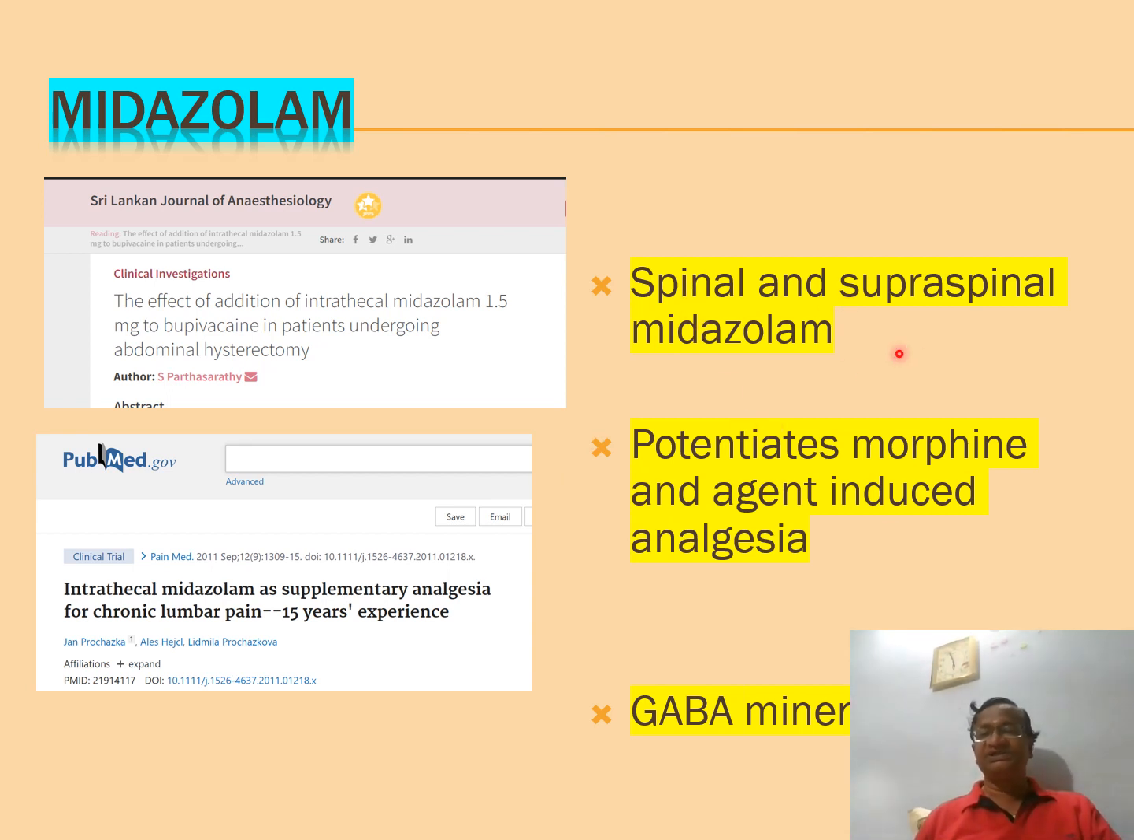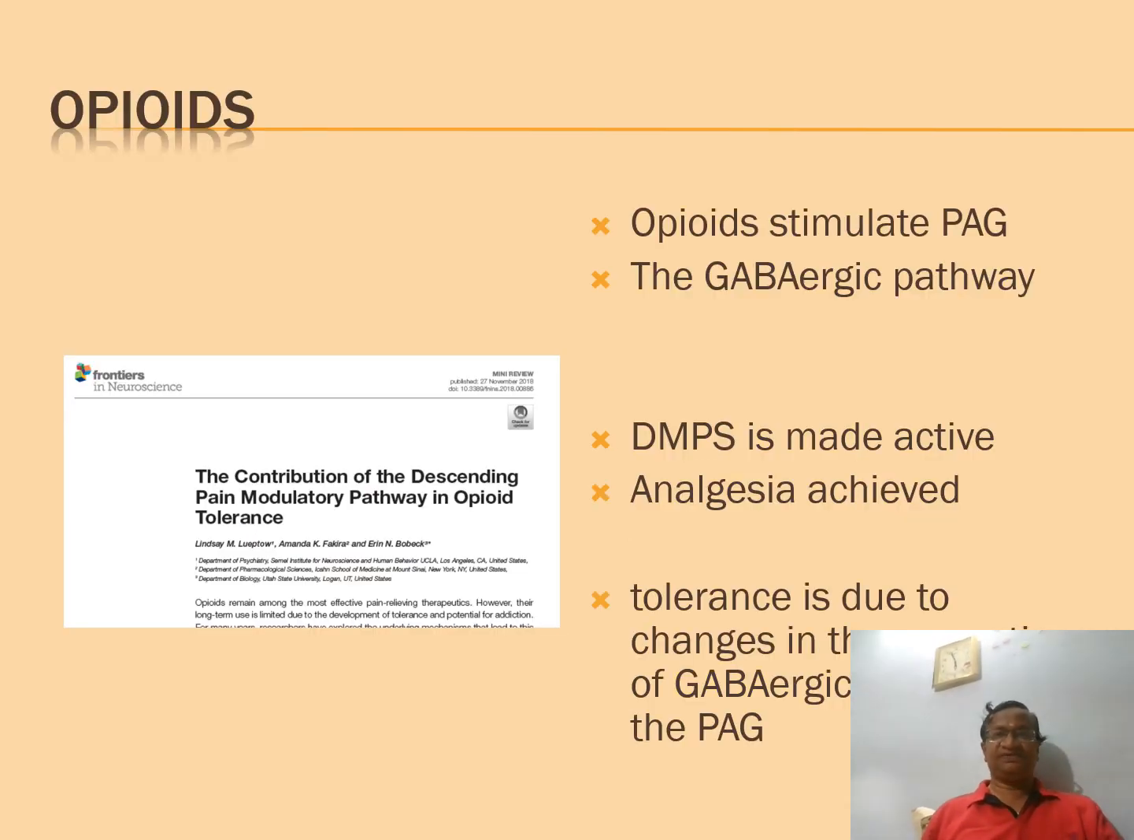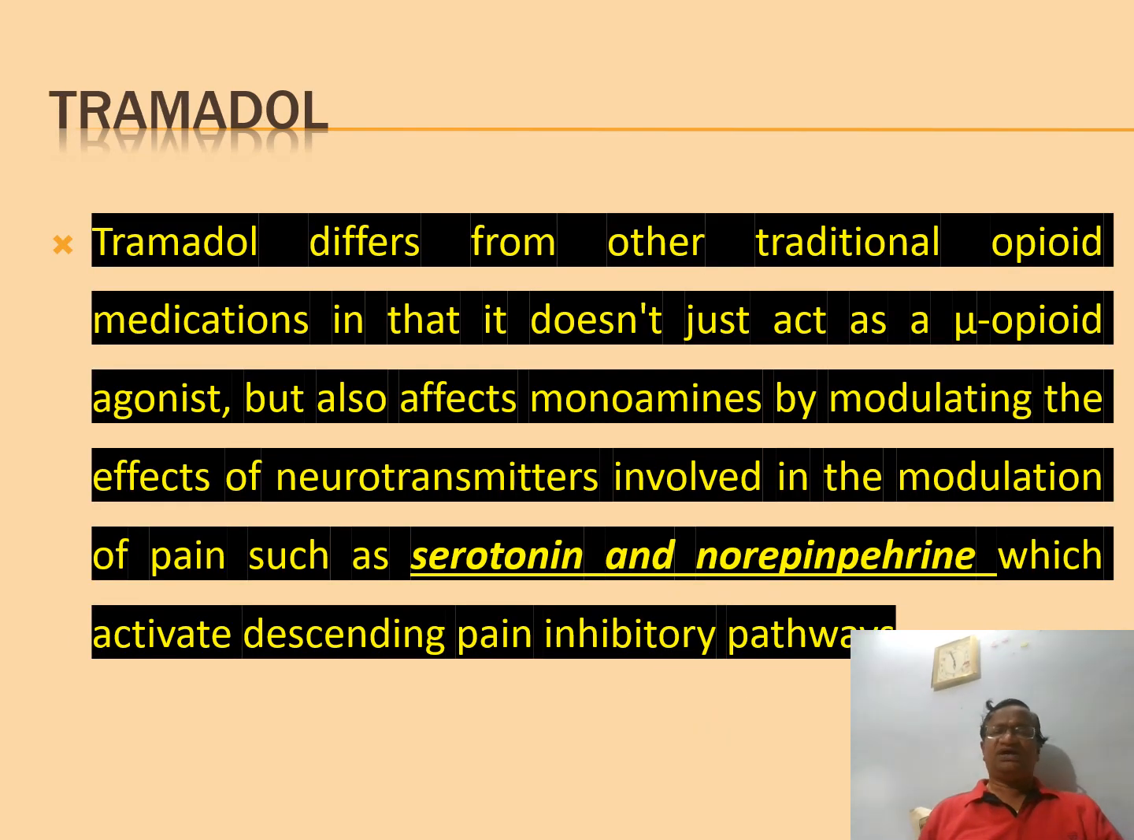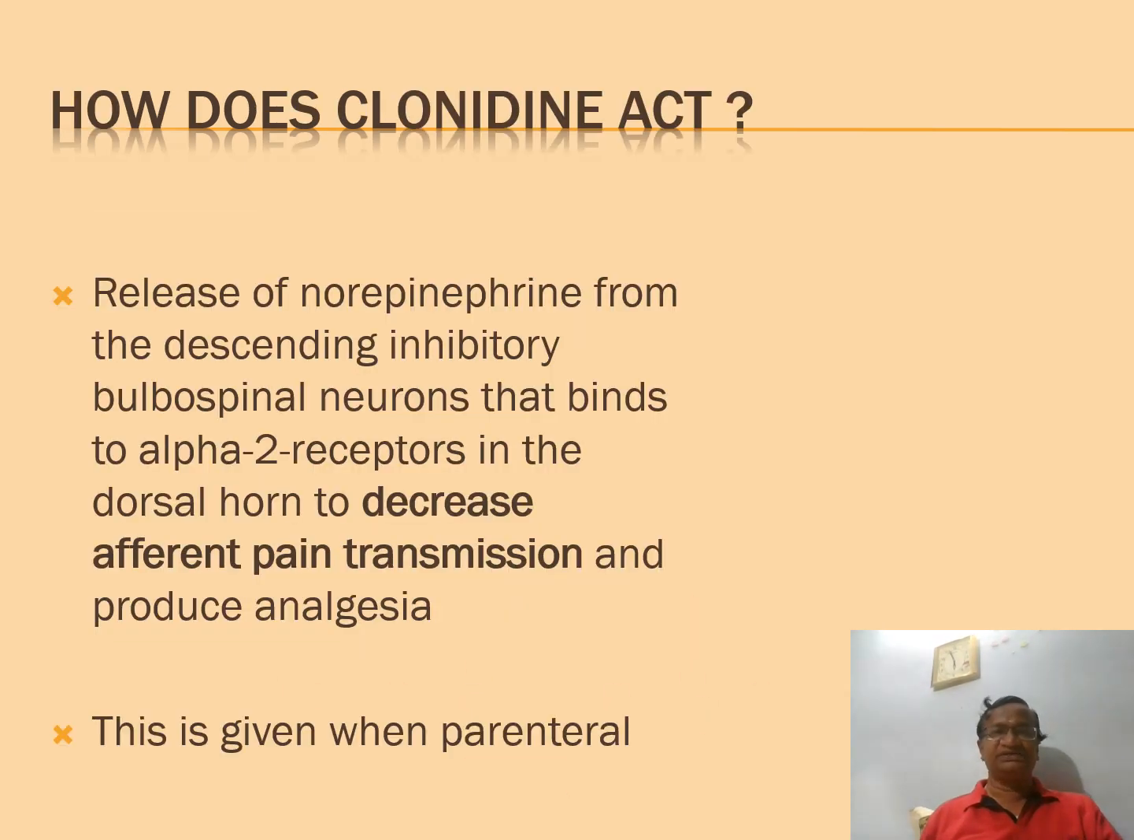Spinal midazolam potentiates morphine. That is, opioid has got influence. Opioids stimulate PAG, that we know. Periaqueductal gray, opioids. There is also a GABAergic pathway. Yes, contribution of pain in opioid tolerance. There is a small difference in tramadol because it also acts on the mu receptor and it also acts on the monoamine reuptake, serotonin, norepinephrine. Thereby the descending pain is modulated.